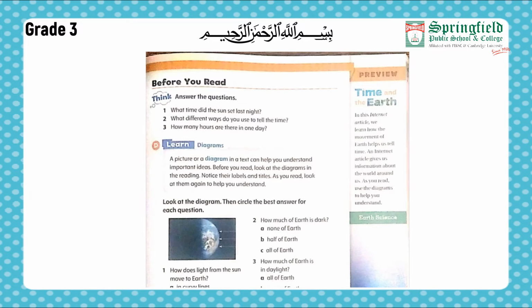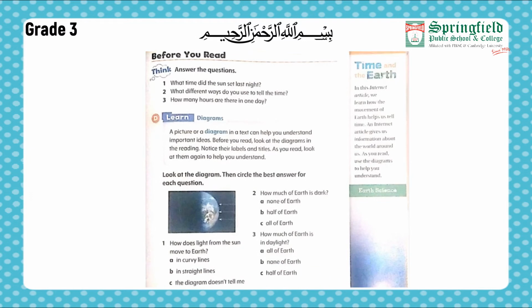As we can see here, our book is filled with pictures. Whenever we start a chapter, first of all we look at the pictures and then try to understand what the chapter is about. So students, moving forward, look at the diagram, then circle the best answer for each question. Now here we can see the diagram is about the earth. Now let's see what the questions are.